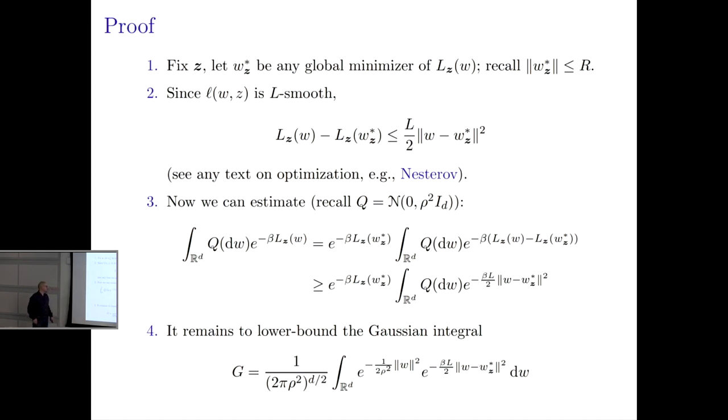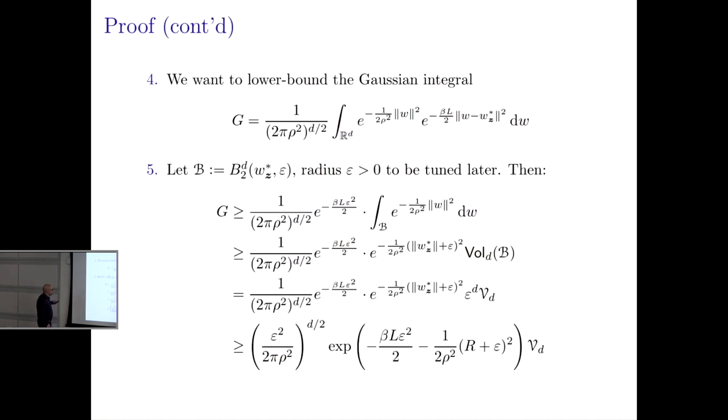So this is what you do. You have an integral, and computing that is kind of a nightmare. You could complete the square and do it. But a nice way of doing it is to pick a ball of some radius. This is the d-dimensional ball in L2 norm with center W star Z and some radius epsilon, which we'll tune later. Clearly, if I restrict the integration region to that ball, it's going to give me a lower bound, because everything in the integrand is non-negative.